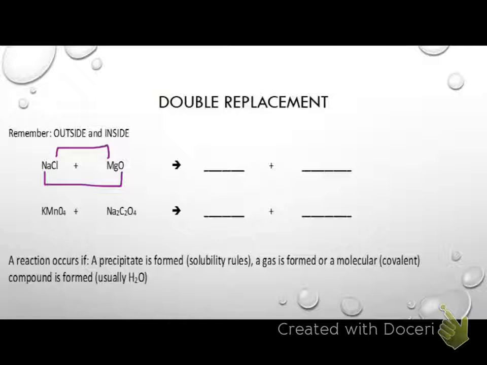Okay? So if I were to write sodium and oxygen together, sodium is a +1, oxygen's a -2. So I would write Na2O. Now I want to put magnesium and chloride together. Magnesium's a +2, chloride's normally a -1. So that would go together, MgCl2.